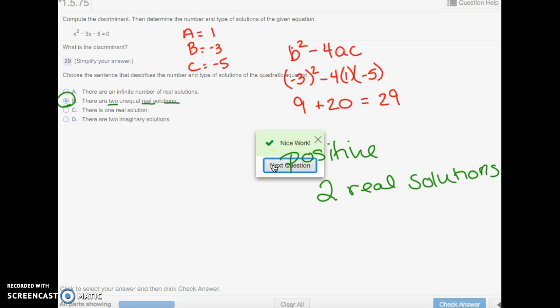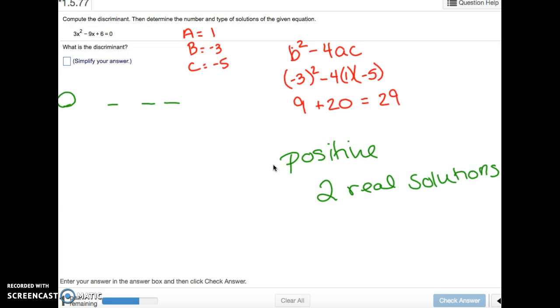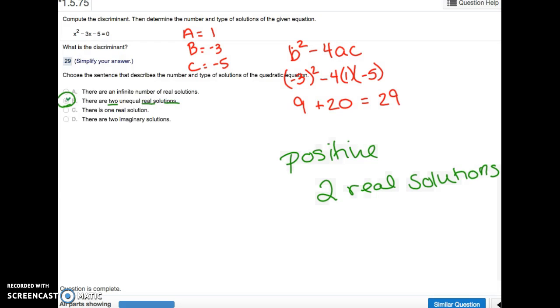So again, find your discriminant. Do not take the square root of it. After you have the discriminant, figure out how many solutions. If it's positive, you have two real ones. If it's negative, you have no real ones or two complex or two imaginary, as this option would have. And if it equals 0, then you only have one real solution.